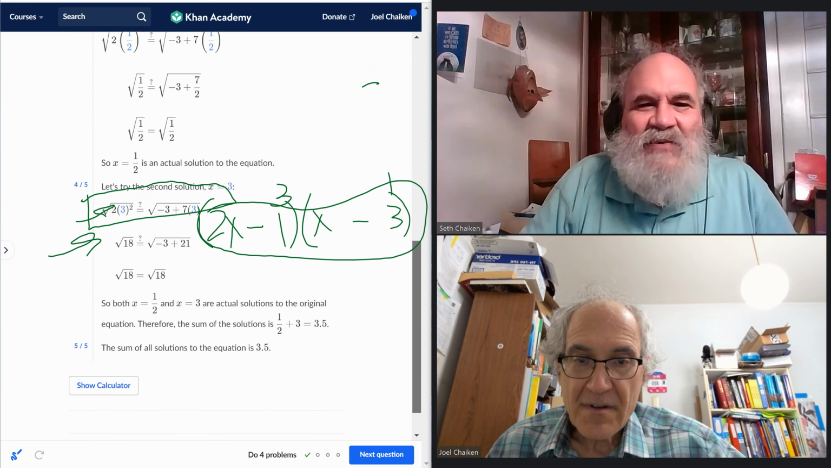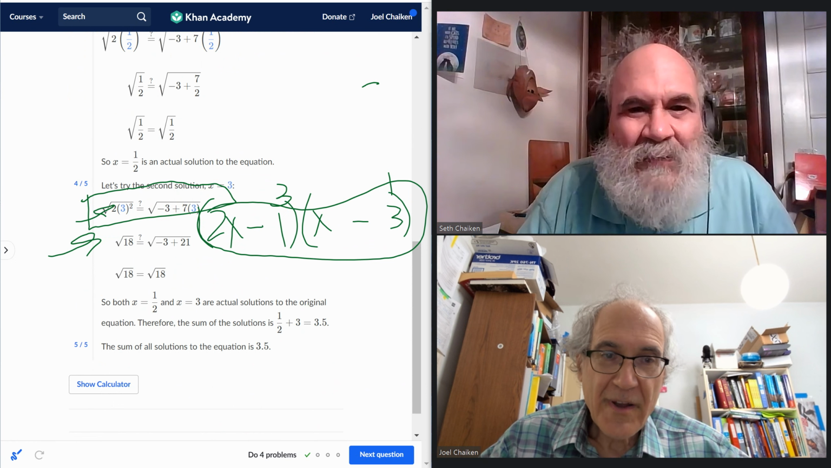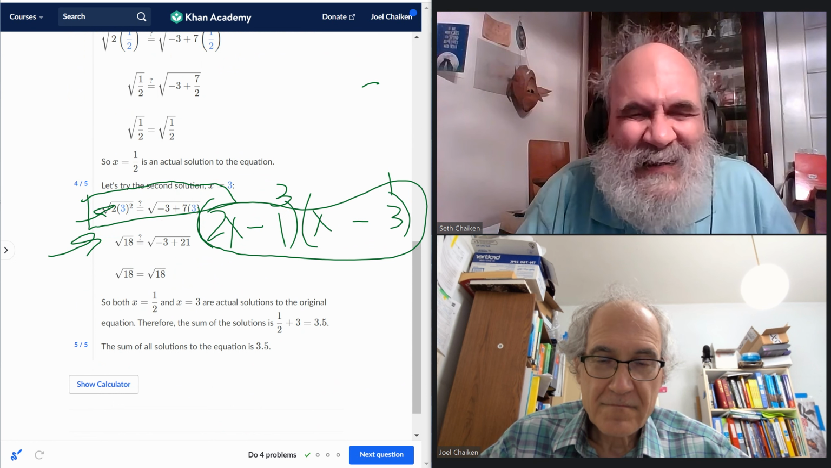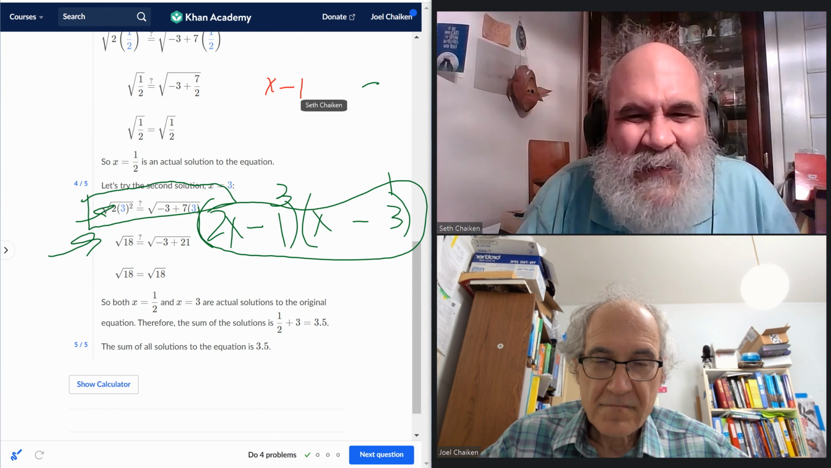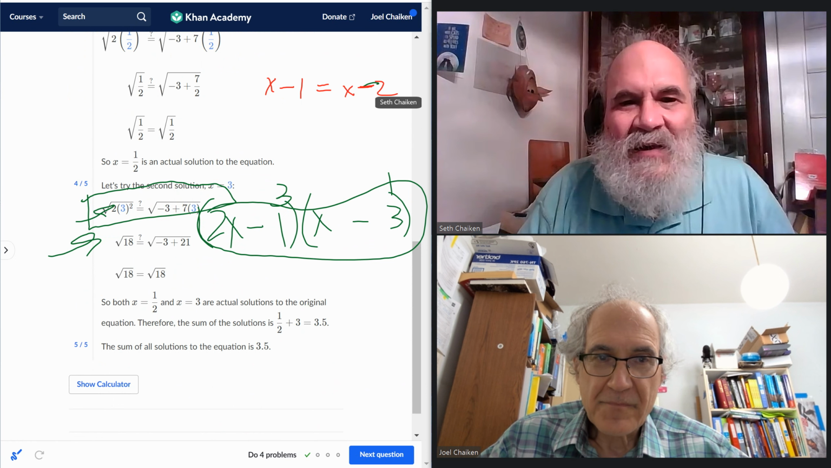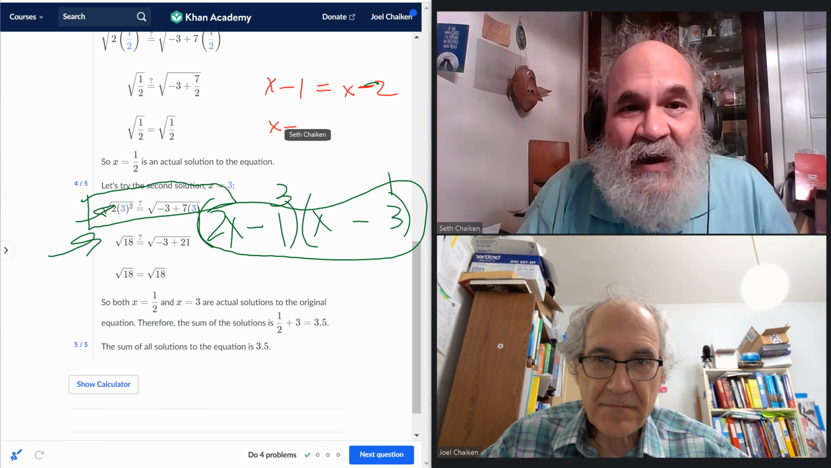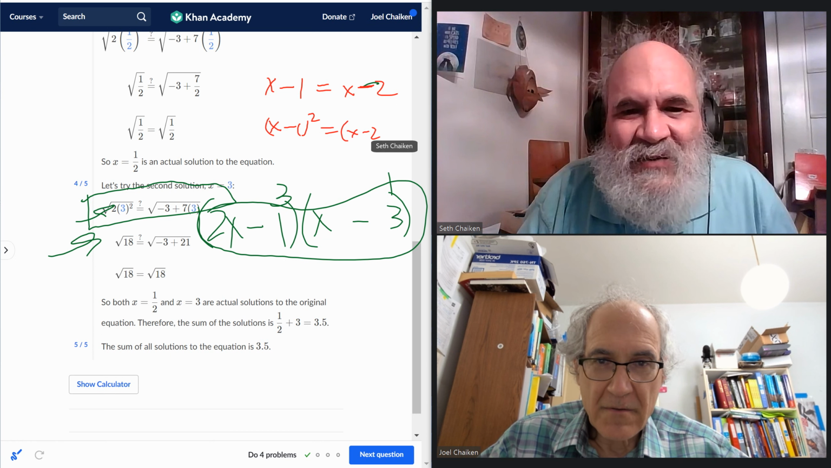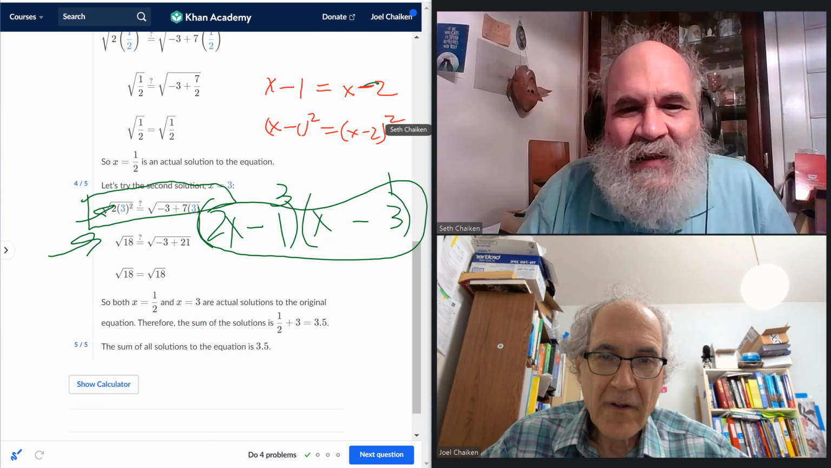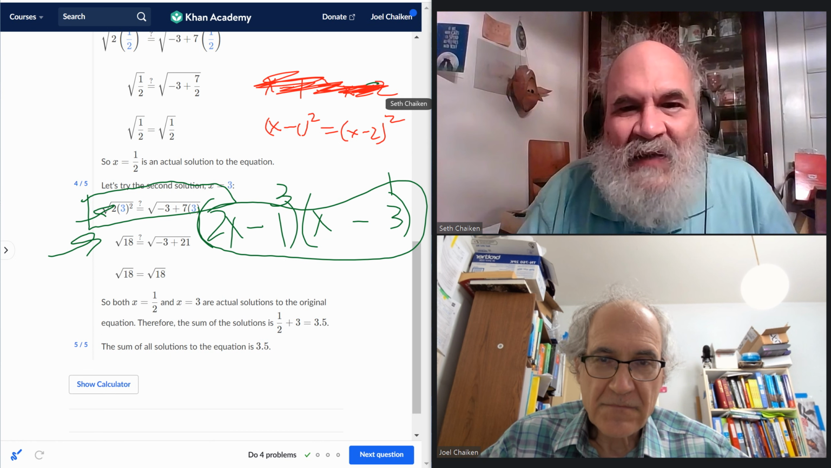Wow. I have a cool example of an extraneous solution. I'll start out with the equation x minus 1 equals x minus 2. Now, I'm going to square both sides. So (x minus 1) squared equals (x minus 2) squared. And then I'm going to multiply it out.